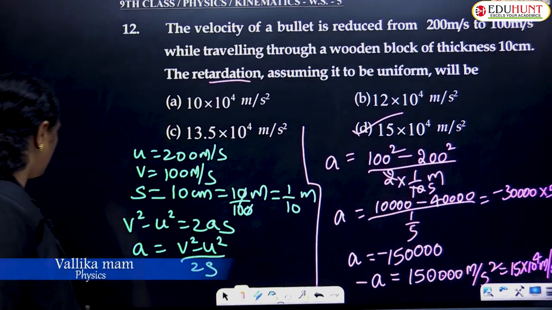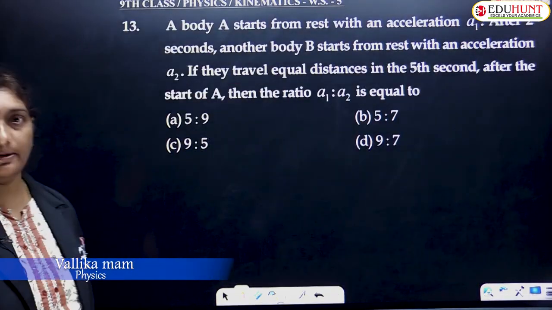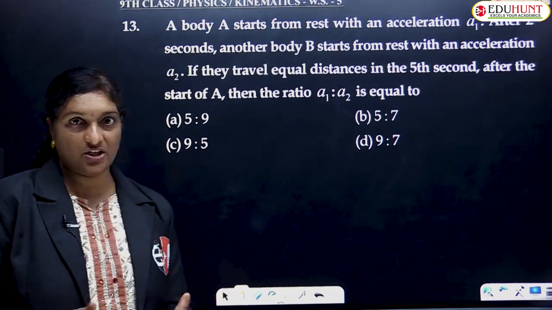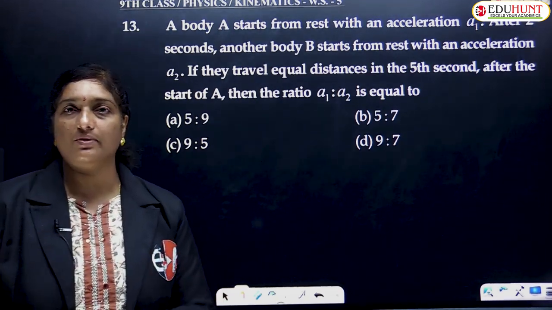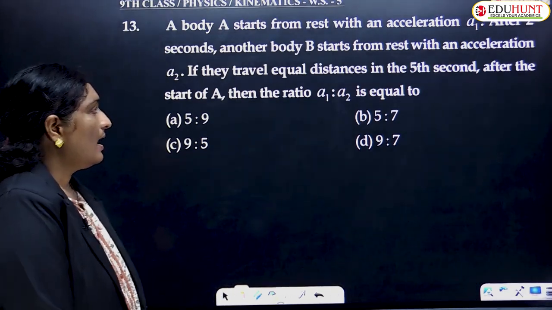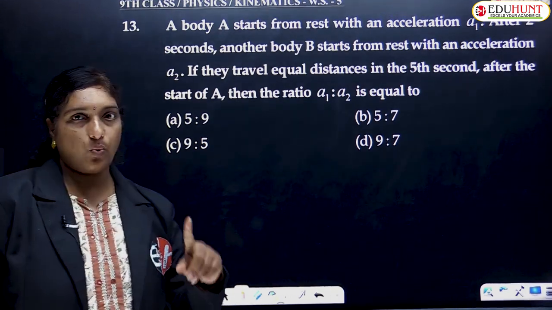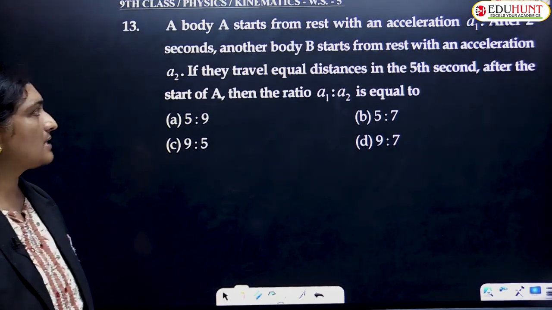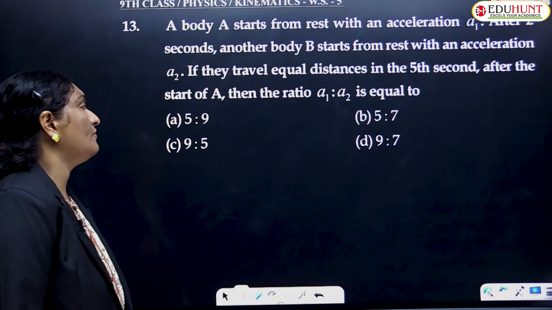So moving ahead to the 13th question. A body A starts from rest. Initially, what was the condition of the body? It was in rest condition. So initial velocity is 0. Acceleration was given as a1. After 2 seconds, another body B starts from rest with an acceleration of a2.